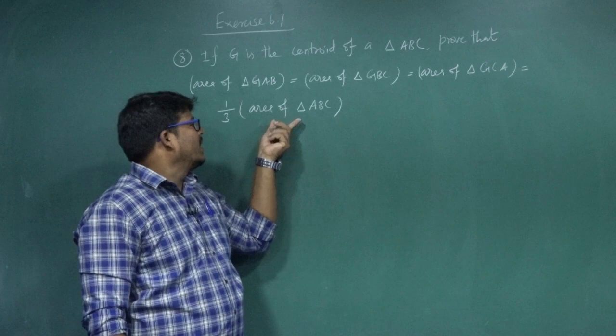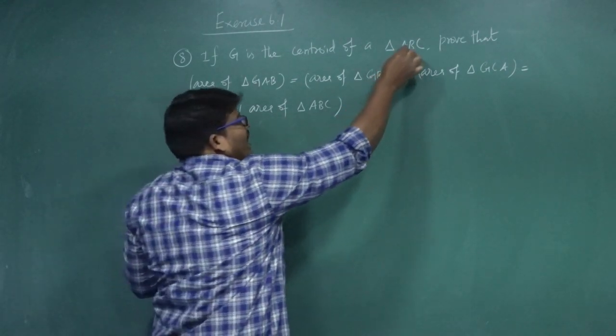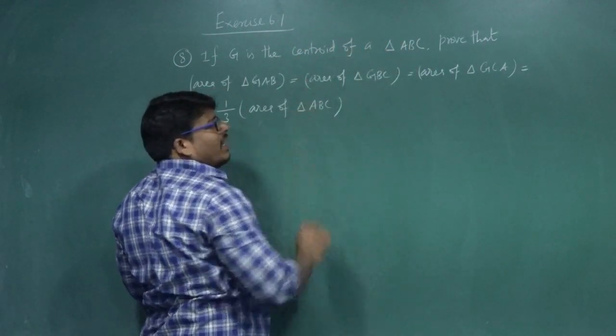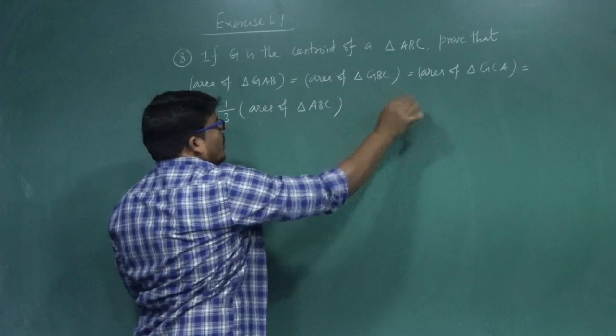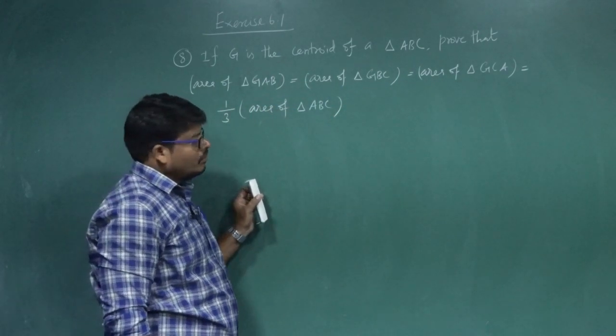Given triangle ABC, G is the centroid of triangle ABC. Prove that this is equal to 1 by 3 times the area of triangle ABC.